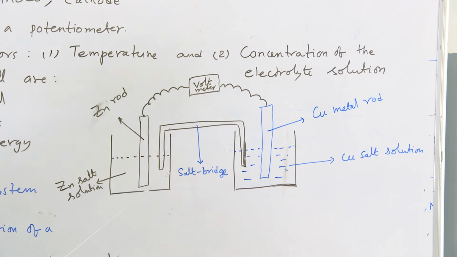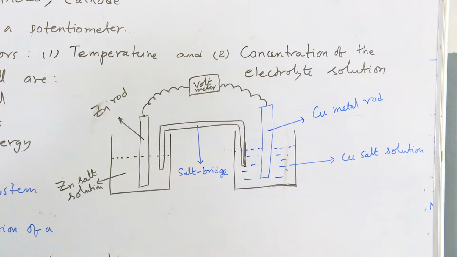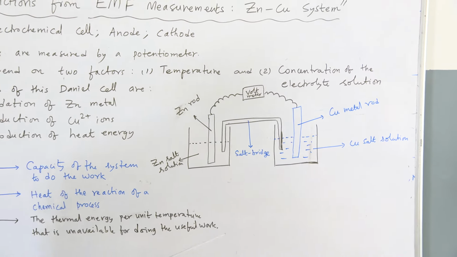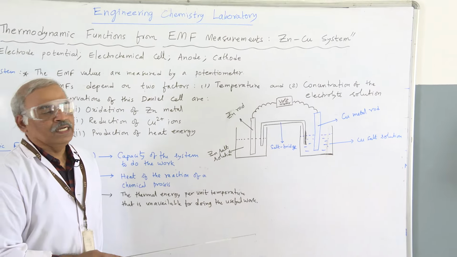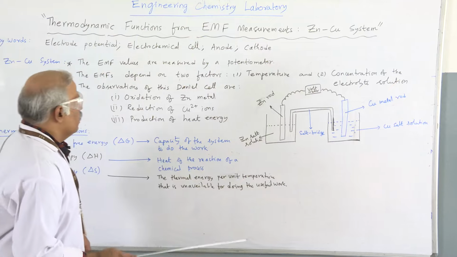On the other side, the copper metal rod is immersed in the copper sulfate solution. The copper 2+ ions take the electrons released from the zinc rod and are reduced to copper metal, and you see that copper metal is coated on the surface of the electrode. This redox reaction always produces heat energy. So these are the three different observations that we can see prominently.